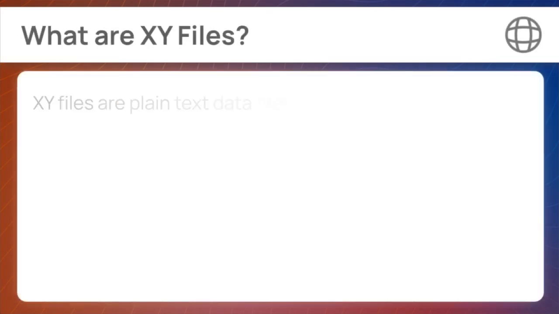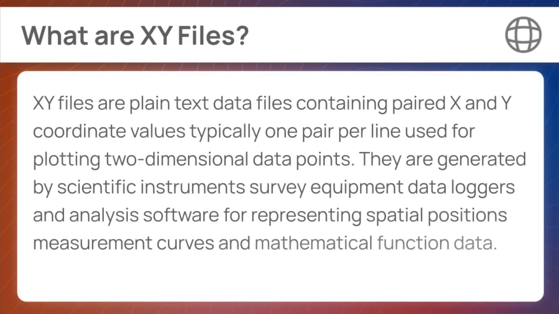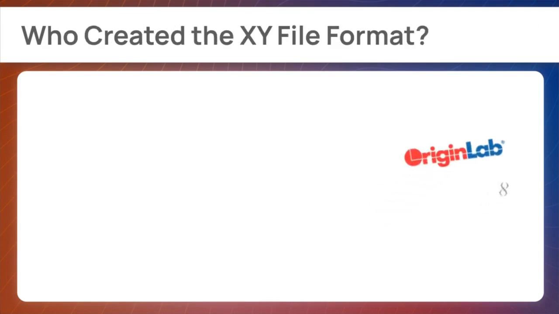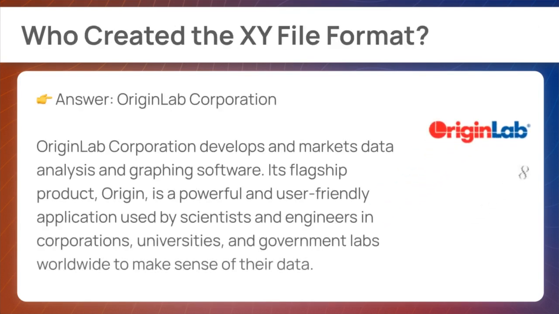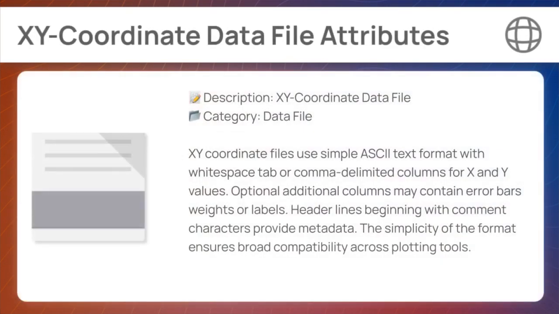XY files are plain text data files containing paired X and Y coordinate values, typically one pair per line, used for plotting two-dimensional data points. They are generated by scientific instruments, survey equipment, data loggers, and analysis software for representing spatial positions, measurement curves, and mathematical function data. XY coordinate files use simple ASCII text format with whitespace, tab or comma-delimited columns for X and Y values.